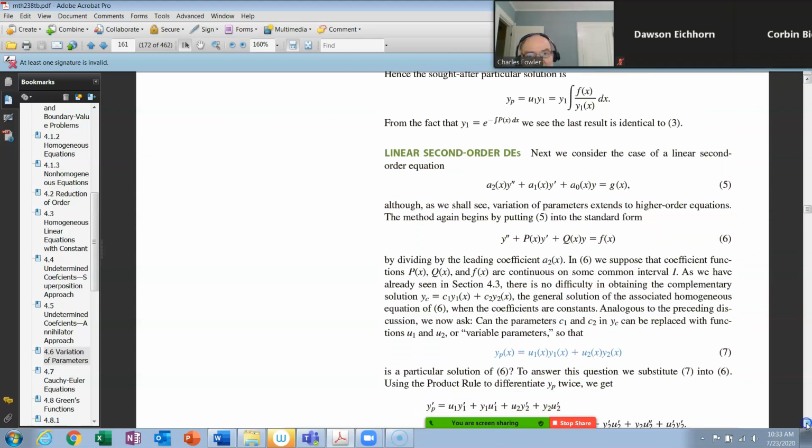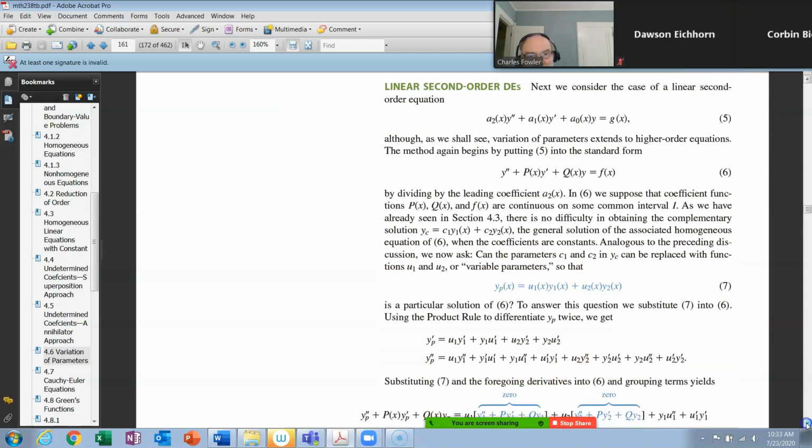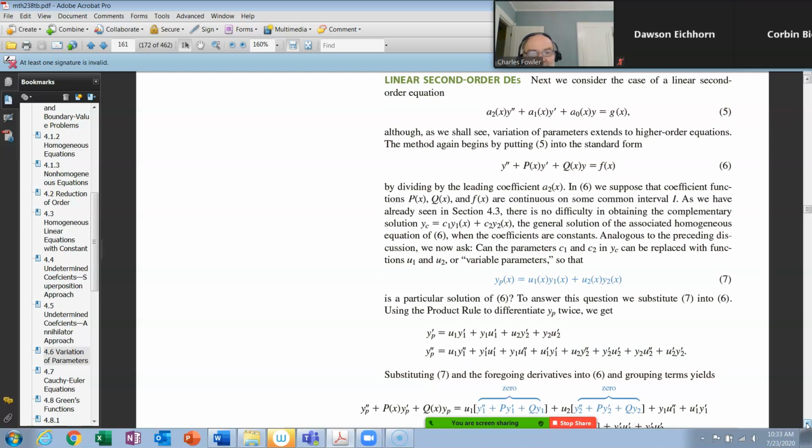All right. So let's look at a linear second order differential equation. This time it's not constant coefficients. a2 of x y double prime plus a1 of x y prime plus a0 of x y is equal to some g of x, and there's no restriction so far on that g of x either. Although, as we shall see, variation of parameters extends to higher order equations, and the method again begins by putting y into a little bit more of a standard form.